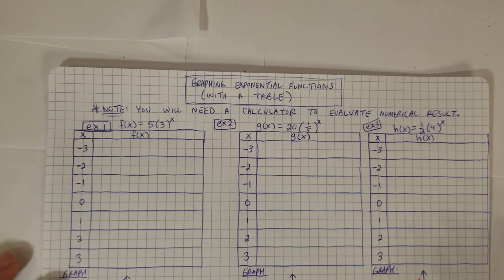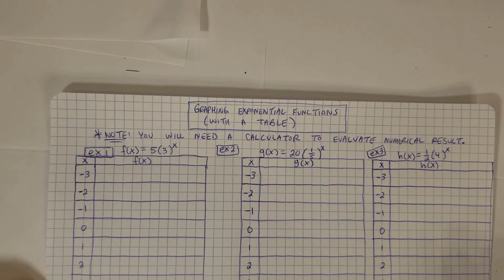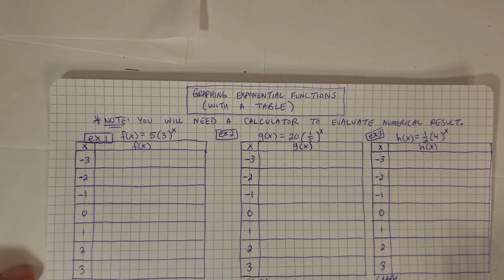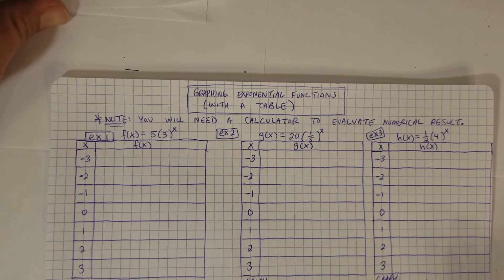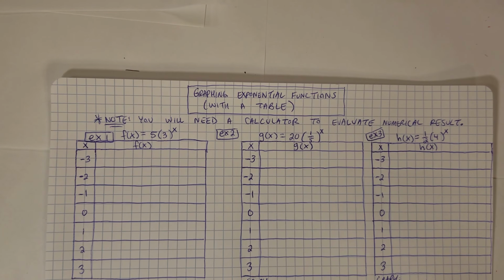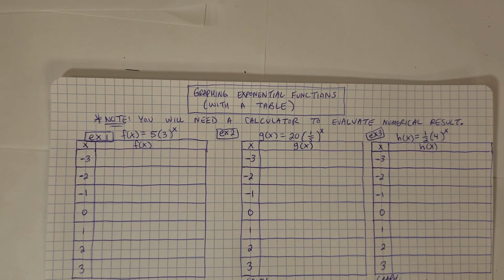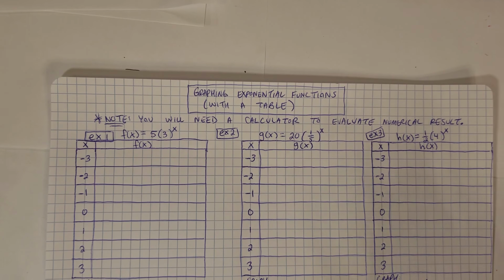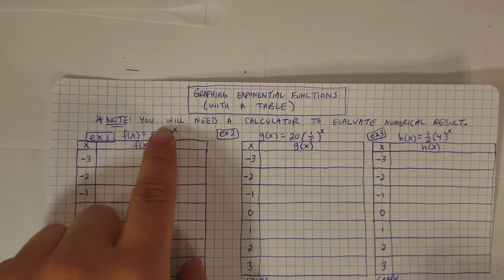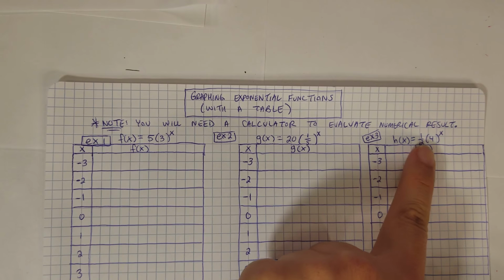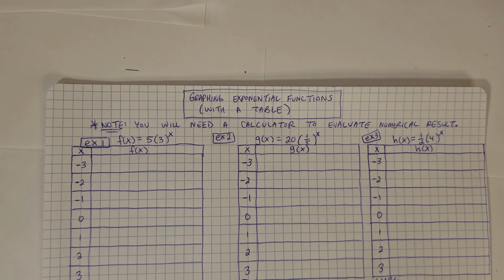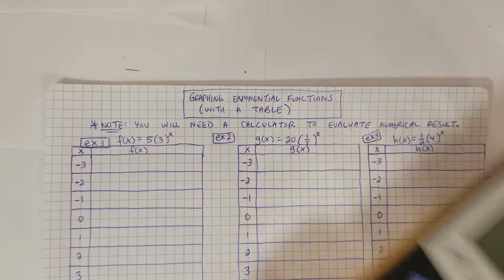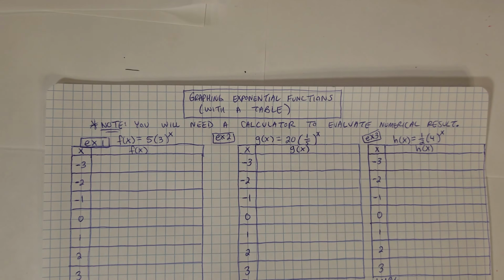Okay guys, so in this video, we're going to be talking about how do we graph exponential functions with a table. So what I did here, I took the liberty of coming up with three random exponential functions, and then we're going to try to graph that using a table. For that, you might need a calculator to get the numerical result, and that's okay. I have my calculator handy with me, that way I can use it. Feel free to get your calculator ready, that way you guys can get the final value.